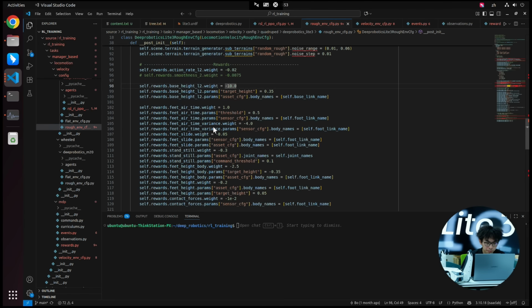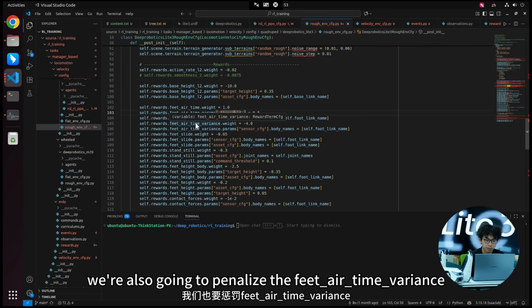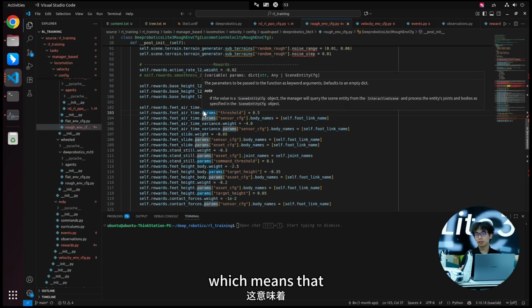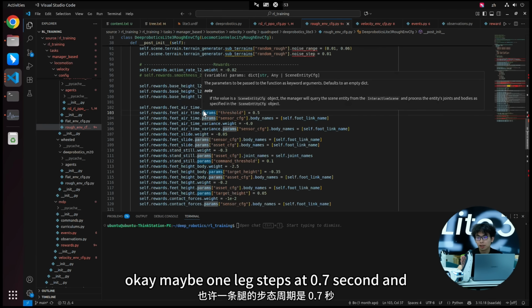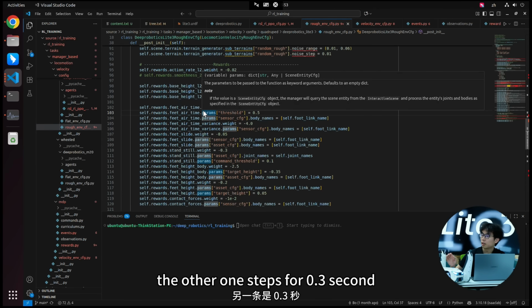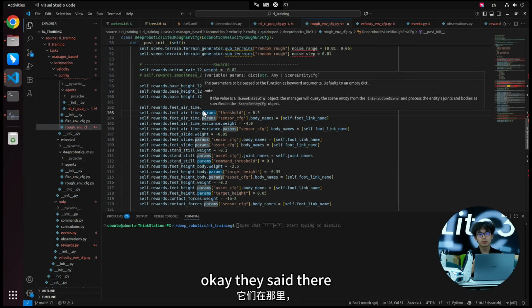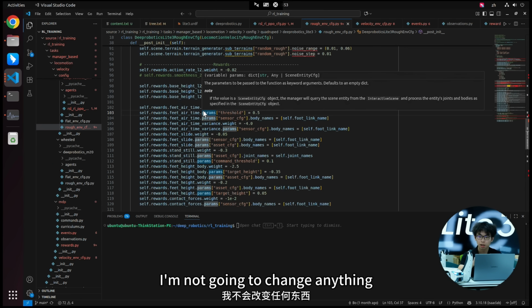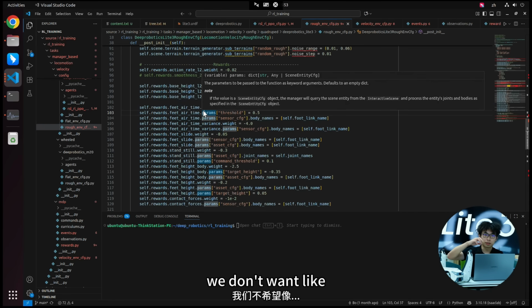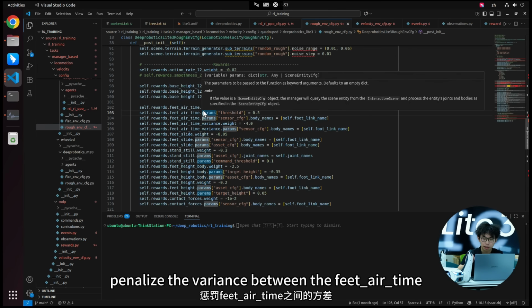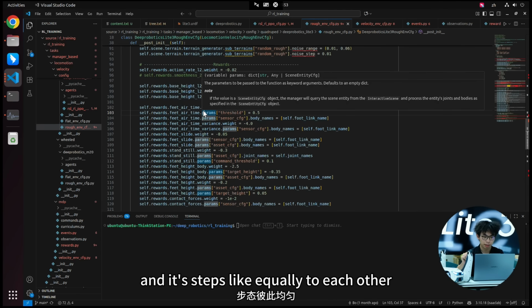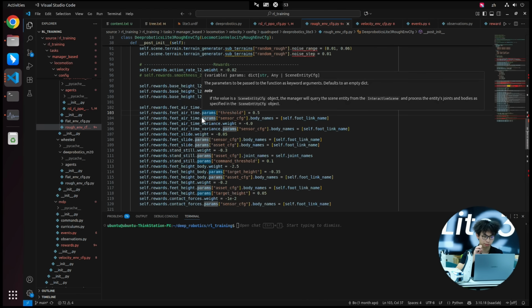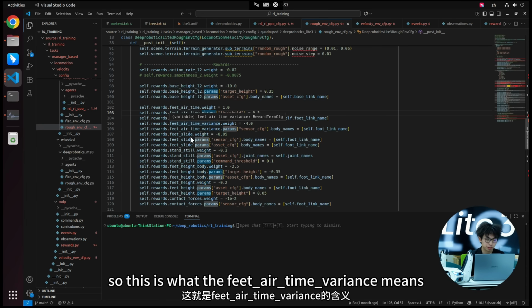And we're also going to penalize the feet air time variance, which means that, okay, maybe one leg steps at 0.7 seconds and the other one steps for 0.3 seconds. They're all pretty close to the 0.5, and that's okay, I'm not going to change anything. But we don't want that. We want it to be even. So we're going to penalize the variance between the feet air time. We want it to be the same, we want the legs to step equally to each other. So this is what the feet air time variance means.